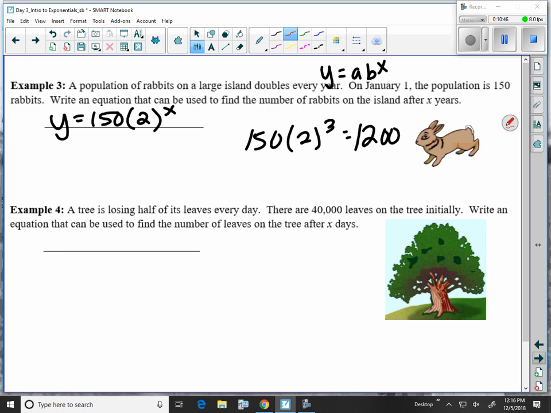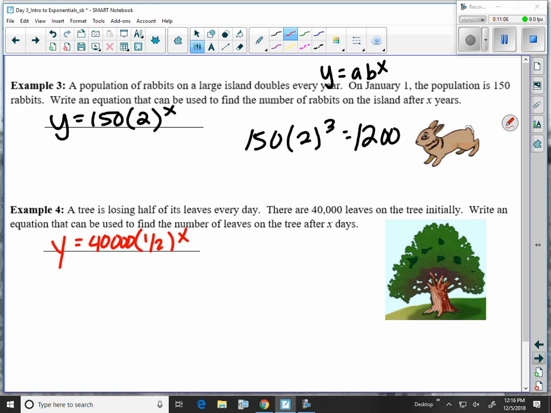So example 4: a tree is losing half of its leaves every day. There are 40,000 leaves on the tree initially. Write your equation, okay? What's my a value? Yell it out. 40,000. What's my rate?